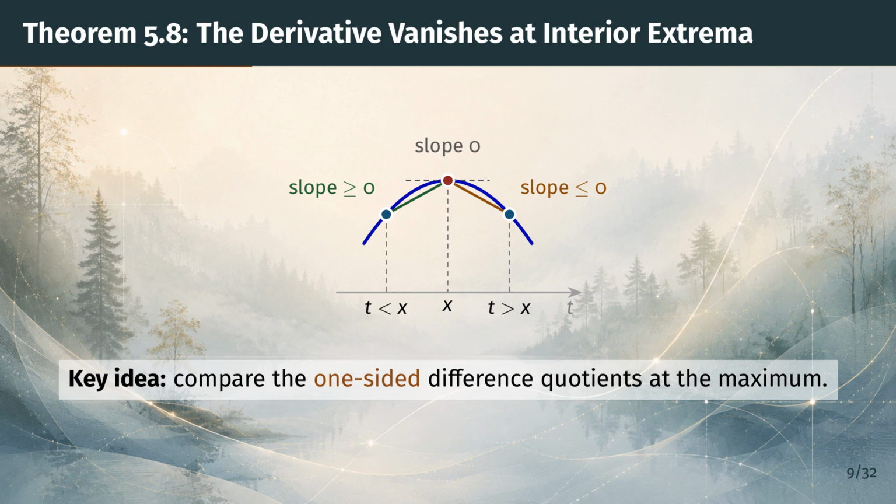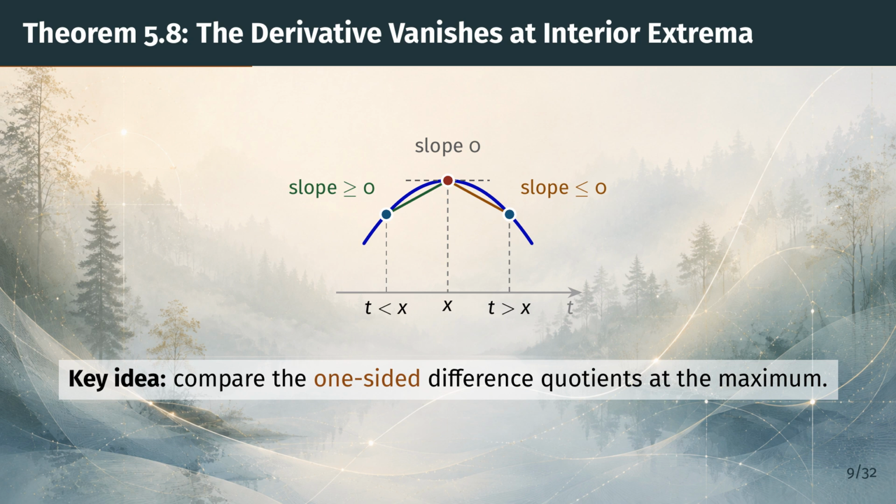Take a nearby point t to the left of x. The green chord from that point up to the maximum rises from left to right, so its slope is greater than or equal to 0. Now take a point t to the right. The orange chord falls, so its slope is at most 0.